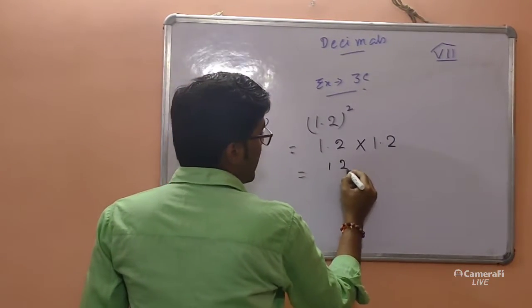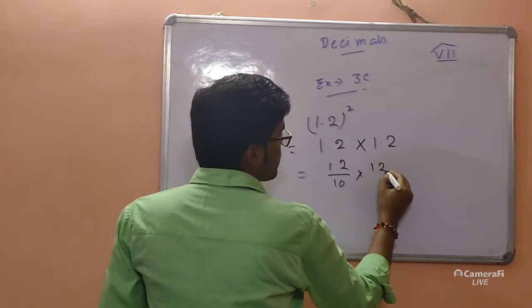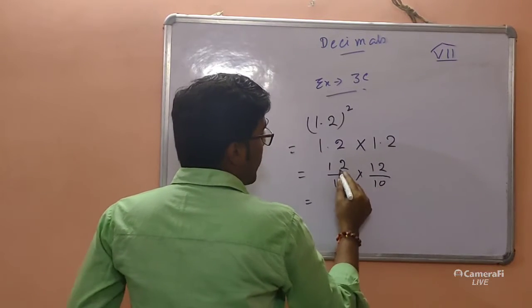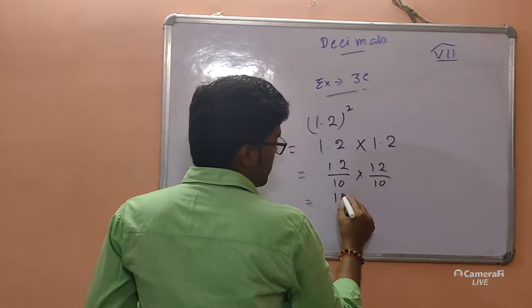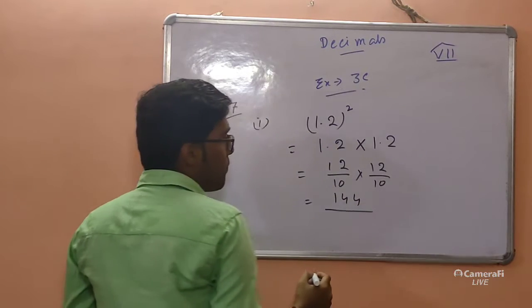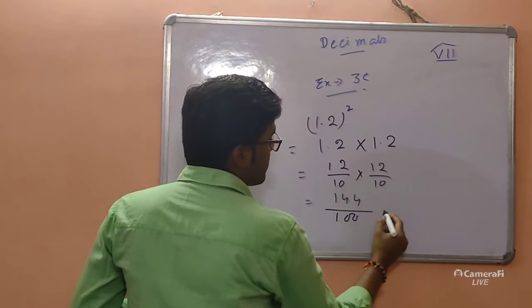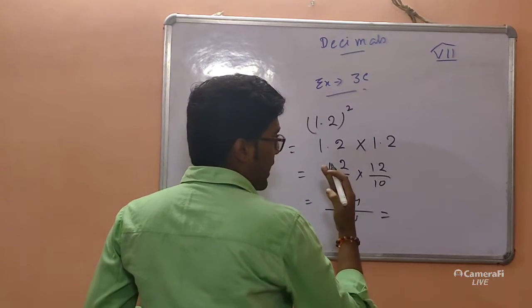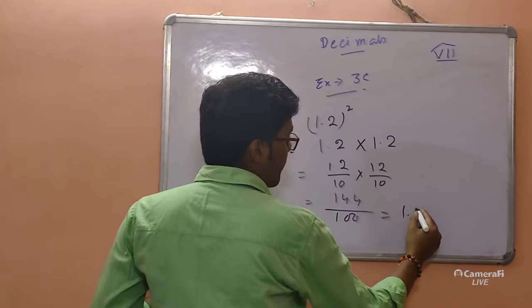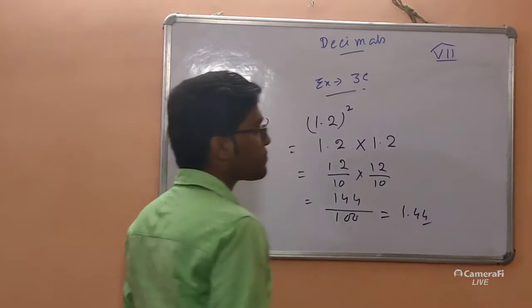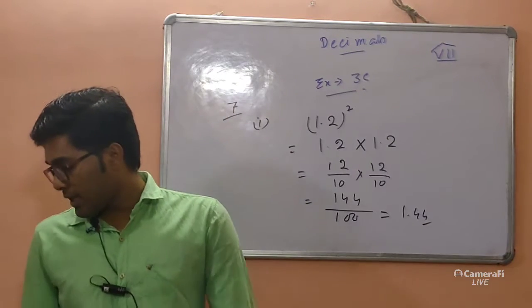So this becomes 12 by 10, and this becomes 12 by 10. So 12 into 12, what? Right? And this becomes 100. So after 2 places from the right we'll give the point. Clear? Let us do one more here.